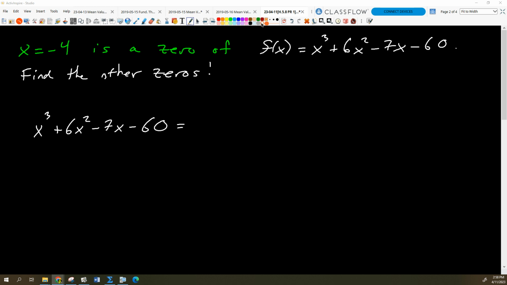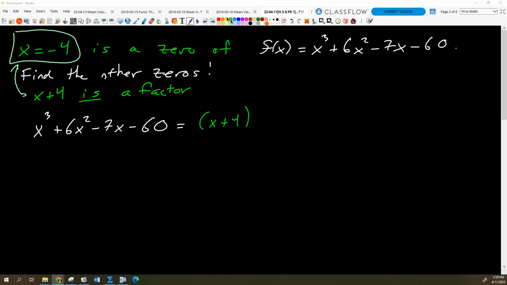Okay, well, if -4 is a 0, then what does that tell us is guaranteed to be a factor? If x equals -4 is a 0, then what's a factor? X plus 4, x minus -4, which is x plus 4. Okay, so that means I could break this into factors. One factor is definitely going to be x plus 4.